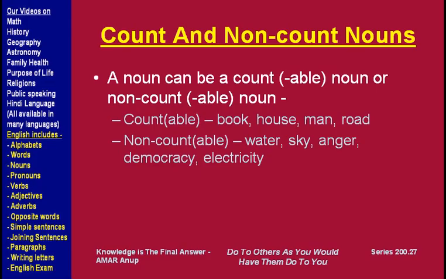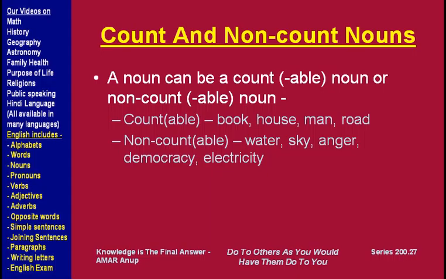There are many ways to classify nouns, and one of the ways to separate different types of nouns is that a noun can be a count noun or a non-count noun. A count noun is a noun that can be counted. You can count 1 book, 10 books, 5 books, many books. That's the way to count.